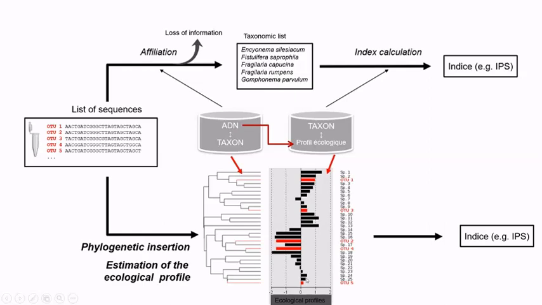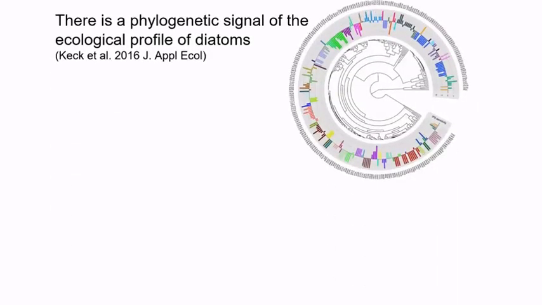profiles thanks to the ecological profiles of the neighbors. So what you can see here, these black bars are in fact the ecology of a species. So if you are on the left, it's a bad water quality. If you are on the right, it's a good water quality. If your red sequence, so the unknown sequence, is here, in the middle of two sequences where there is good water quality, there is a good chance that it's also a good water quality species. So you can infer the ecology like that. But the question is: is there a phylogenetic signal of the ecological profile of diatoms?